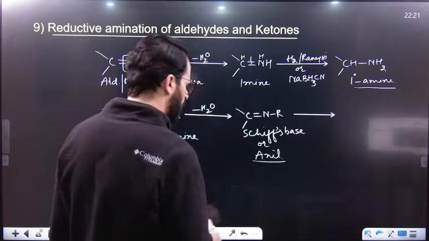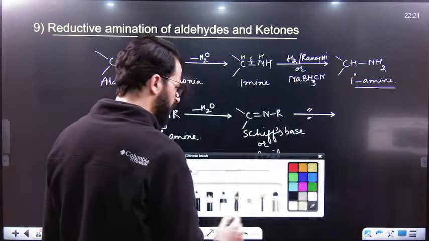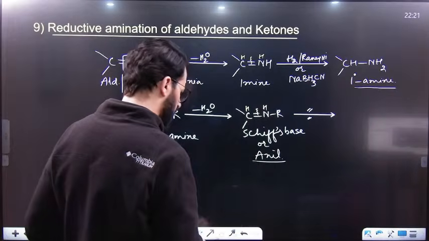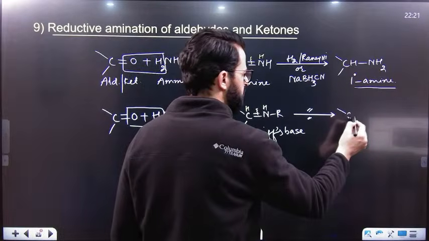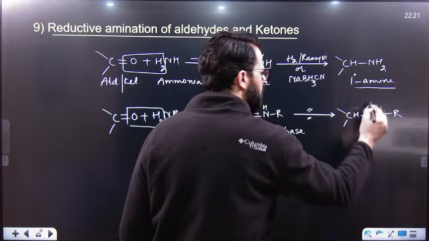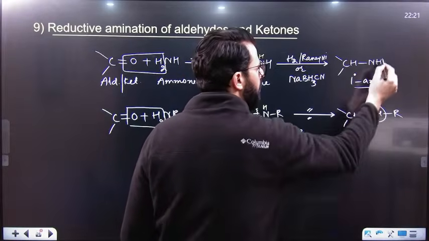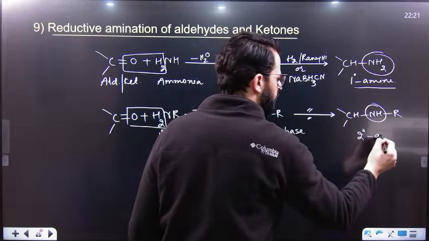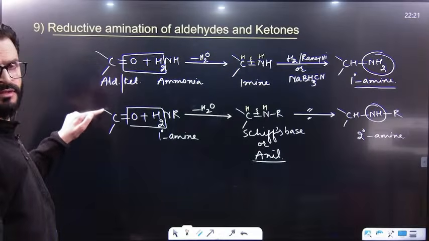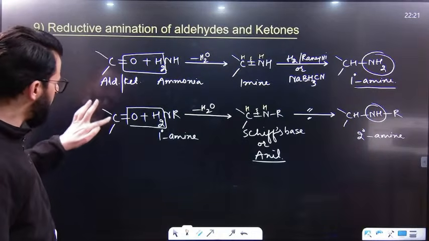Similarly, this upon reduction yields what we call a secondary amine, because it results in the formation of CH and then NH and then R. So this NH is the functional group of a secondary amine and this NH2 is the functional group of a primary amine. Whatever the value of this is, you don't have to do anything with this part.